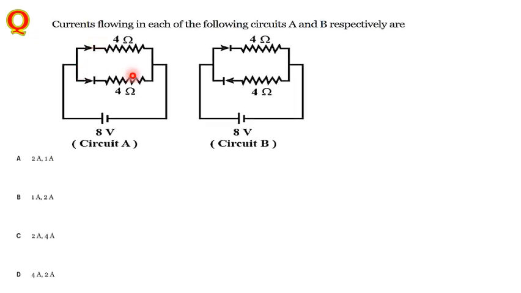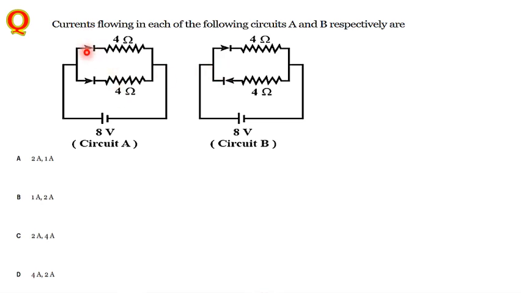This is also similar to the previous one, but try to understand a few more concepts here, and always remember Ohm's law. We have to find the current flowing in each of the following circuits, A and B respectively. In this case, these two are diodes. In this case too, two are diodes.